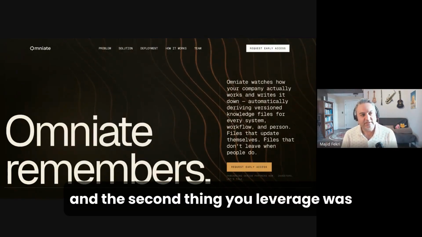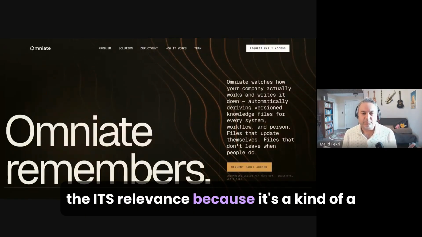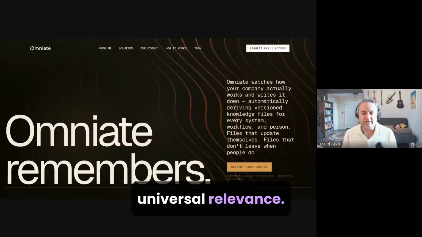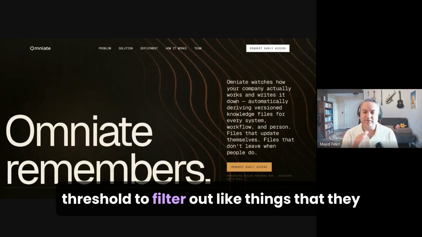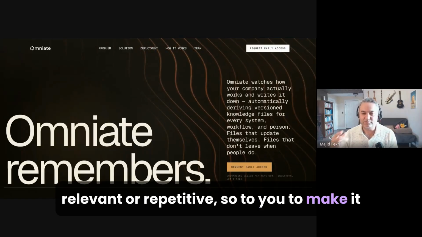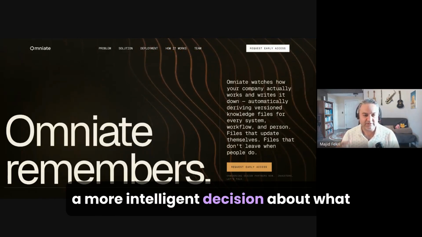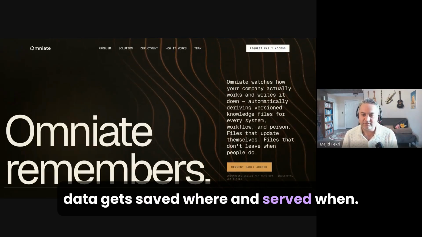And the second thing you leveraged was the ITS relevance, because it's a kind of universal relevance. You can rely on certain hard-coded thresholds to filter out things that are irrelevant or repetitive, so you make more intelligent decisions about what data gets saved where and served when.